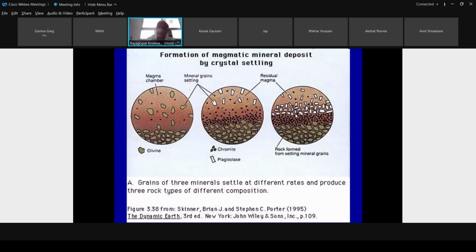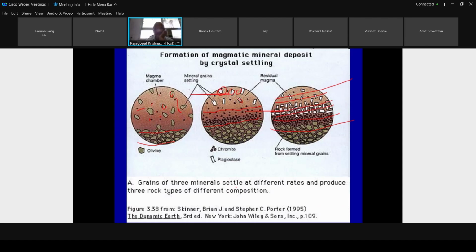This picture depicts how it happens. You have a magma chamber, you have certain crystals. The olivine crystals are forming. And these crystals, the black ones, are still in the melt. Because of sinking, they will form the next layer. And some other crystals are there, white ones, mostly feldspars. They will form the next layer. So you will have a layered complex: olivine layer, then chromium layers, then the feldspar layer, then something else. So these are called layered igneous rocks.